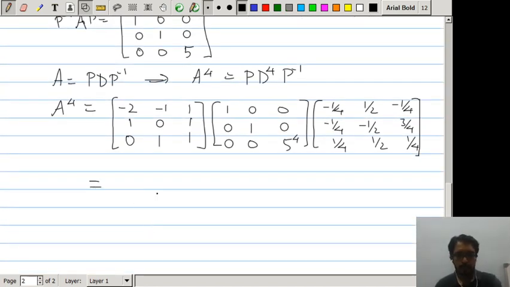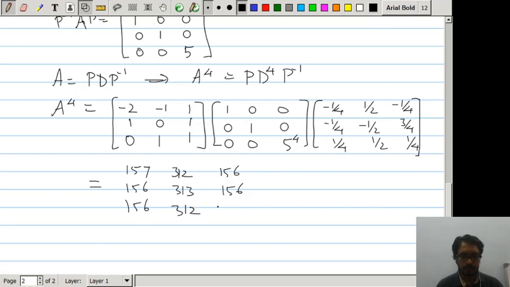So this will be equal to [157, 312, 156; 156, 313, 156; 156, 312, 157].